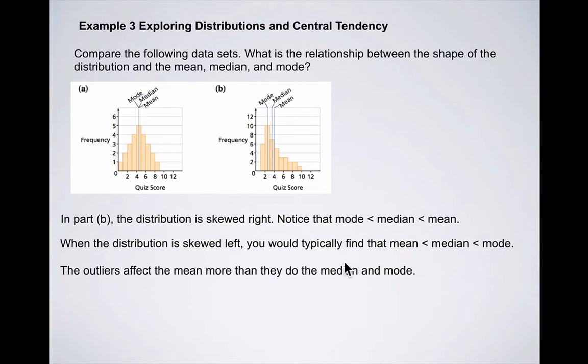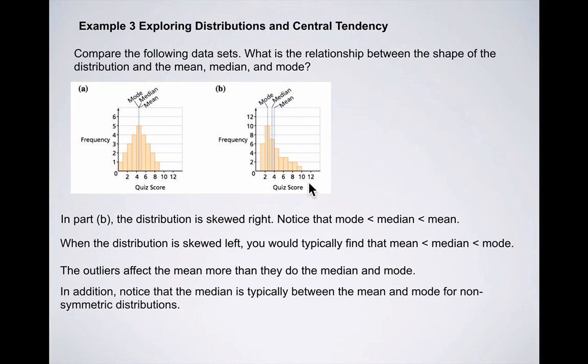Now, outliers affect the mean more than they do the median and mode. So in this case here, the outliers are the higher scores. And so what happens is the mode is not really all that affected by the skewing of the data. However, the mean gives the appearance of a higher value for central tendency than the mode or the median. In addition, notice that the median is typically between the mean and the mode for non-symmetrical distributions.